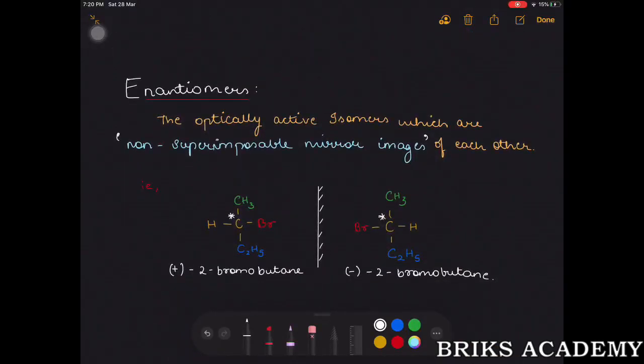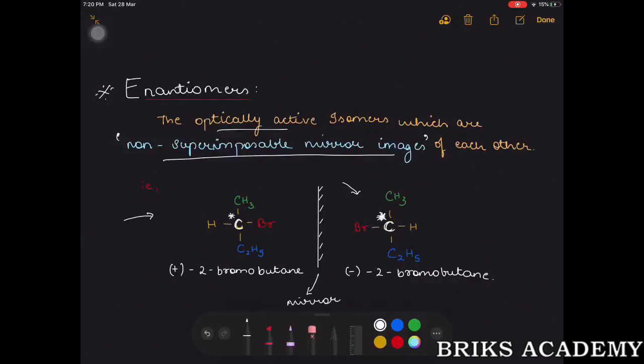Enantiomers. What are enantiomers? These are optically active isomers which are non-superimposable mirror images of each other. What does this mean? Consider these two examples. The compound on the left and the compound on the right are mirror images. The mirror is placed in the middle. Both contain a chiral carbon atom. The left compound has 4 different groups and the right compound has 4 different groups around the carbons. And this is the mirror in the middle.